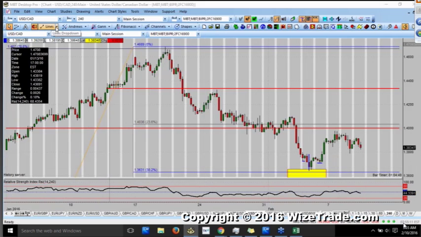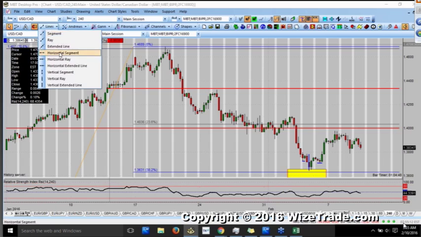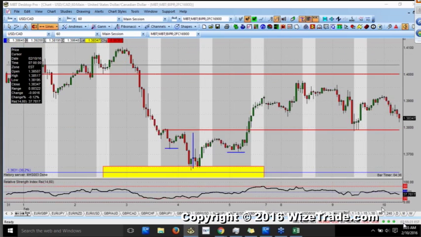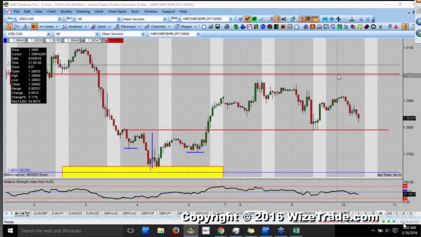Okay, so wouldn't that be safe to say that was the neckline of the inverted head and shoulder pattern, or something that was close to that, right? So 140, 138, right? It's been 137.85, but basically 138.